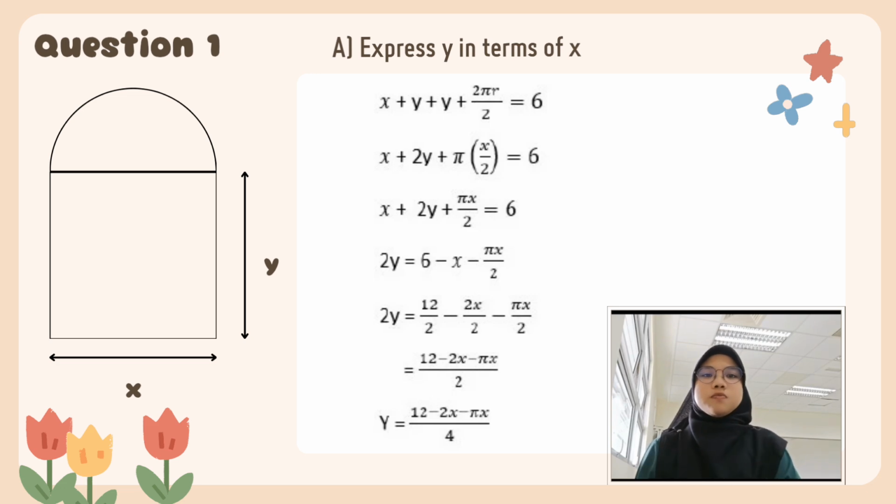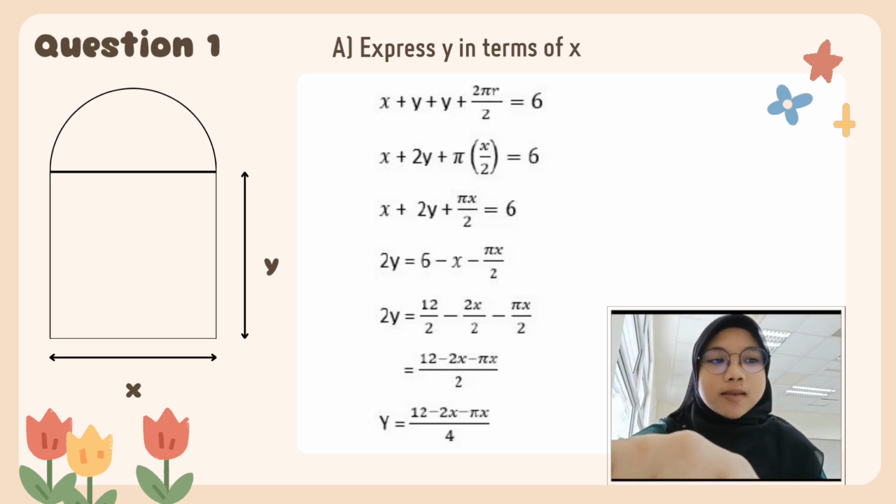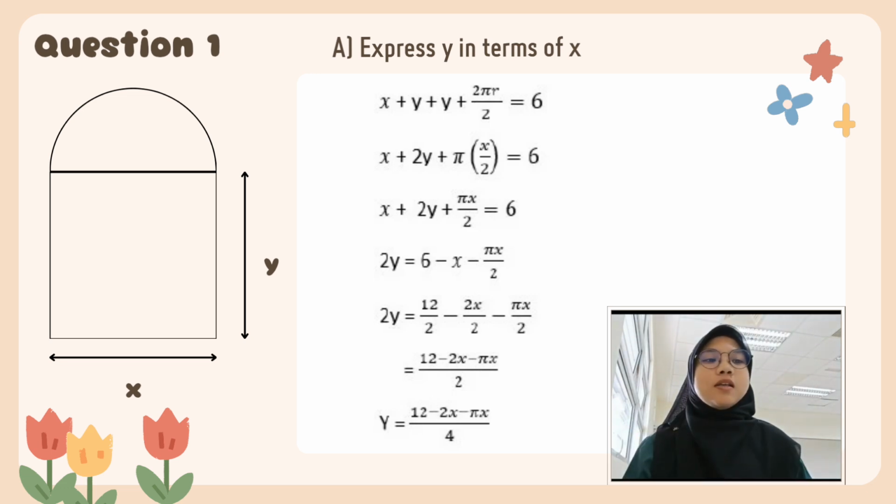First, we need to use the perimeter of a circle and divide it by 2 because we want to find the semicircle. Then find the radius, which is x over 2. We rewrite the equation and we'll get x plus 2y plus pi x over 2 equal to 6, and solve the equation to find y. So the answer we will get is y equal to 12 minus 2x minus pi x over 4.